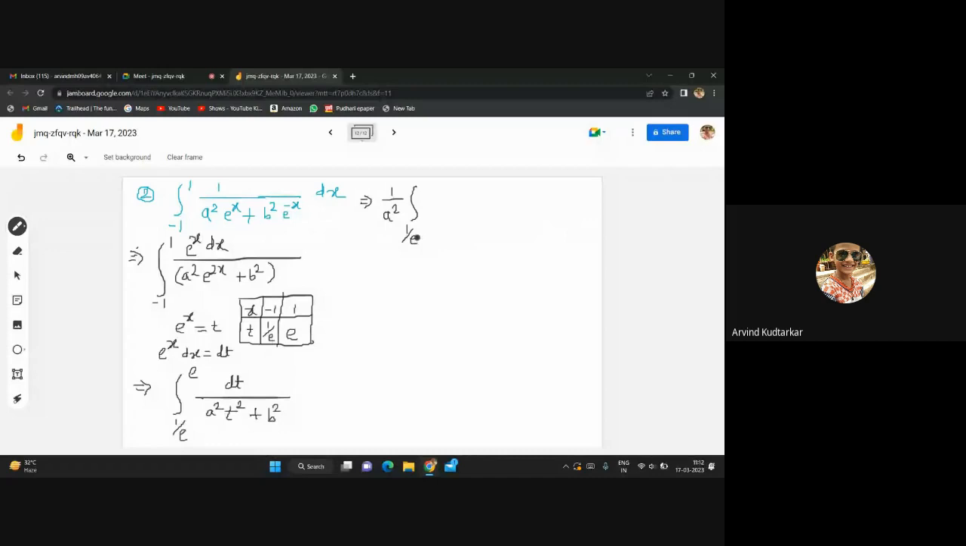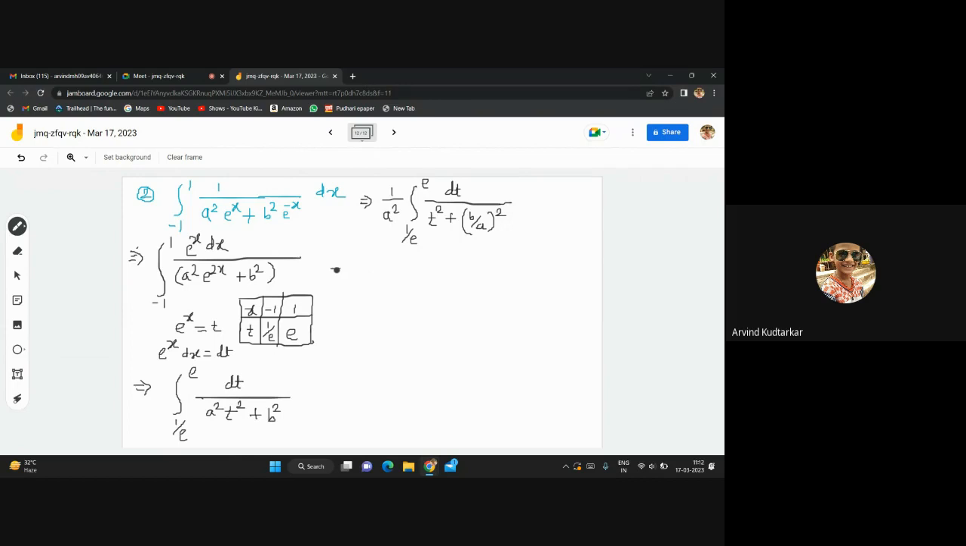dt upon काय होणार सांगा रे? t square plus b square by a square. मग b square by a square आपण कसं लिहितो? b by a इंटू b by a होल स्क्वेअर असं लिहितो. And we have the result in integration. So t square plus a square result क्या असेल? 1 by a into tan inverse of t by a. हा result असेल.